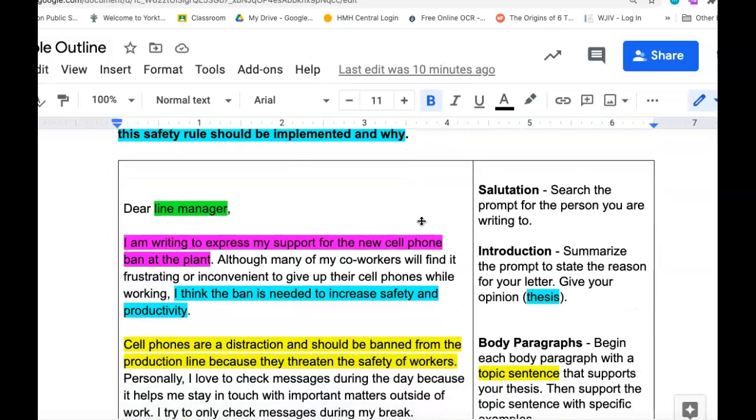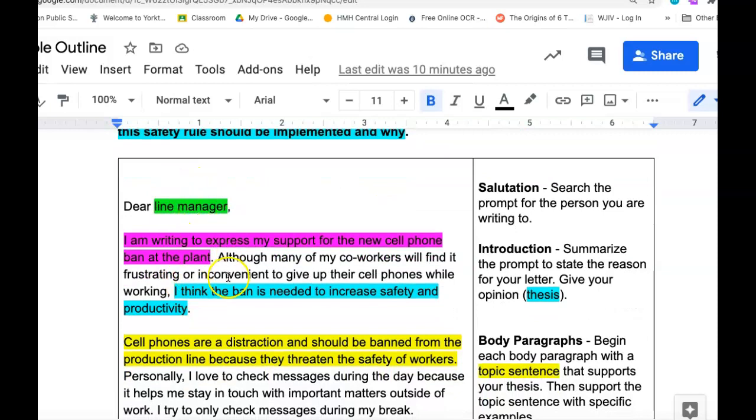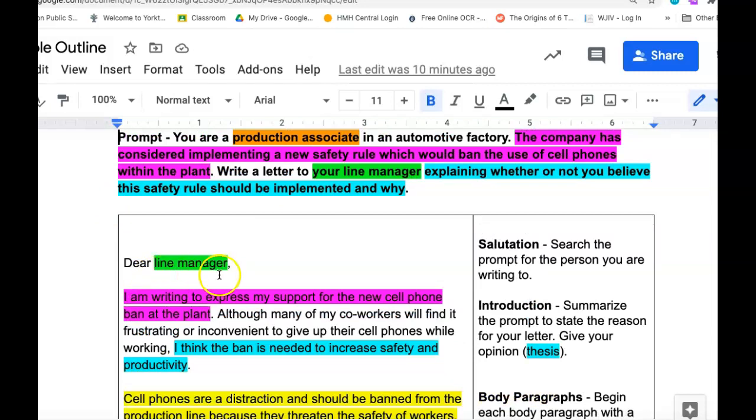So here we go. So my writing is over here on the left-hand side, and then I have a little guide on the right-hand side. You would obviously not have to type up this on the right-hand side. You're just writing the letter. So because it's a letter, we're always going to start with dear and then whoever it's supposed to be to. So dear line manager, because we know we're writing a letter to our line manager.